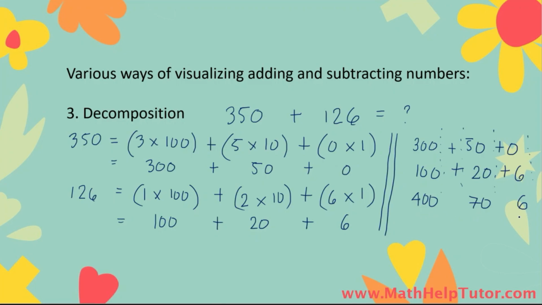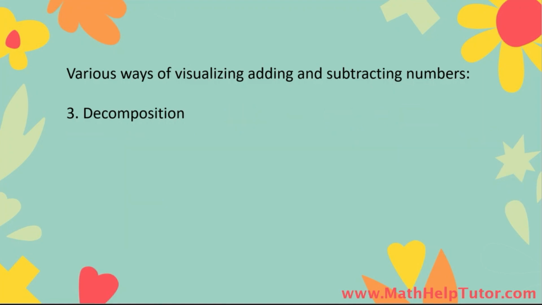So these numbers are the values of the places that we have added. And let's just put a line here to segregate the decomposed forms of the numbers that we have added. And you're going to see that these numbers are actually the result of adding 350 and 126. So this is our new number. And if we rewrite this, it gives us 476, which is the answer to 350 plus 126. That's 476.